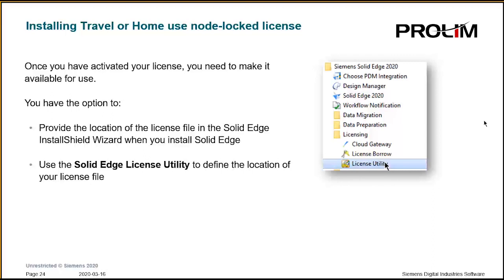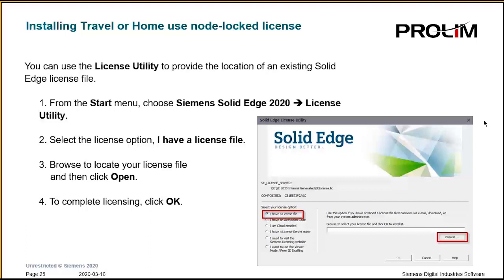The second method is using the SoundEdge license utility, which is found under the licensing folder in the SoundEdge folder in the Start menu. From the Start menu, you choose SoundEdge 2020 or 2019 license utility and select the license option, I have a license file. It's depicted in the slide on the right-hand side. Then you browse to where you have that file saved, whether it's on the desktop or in a folder, and to complete licensing, you click OK.